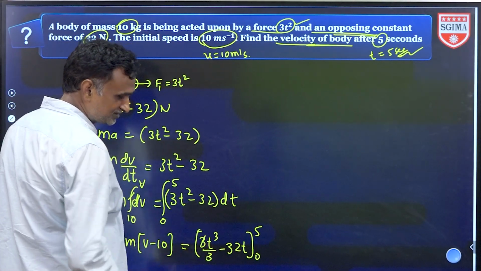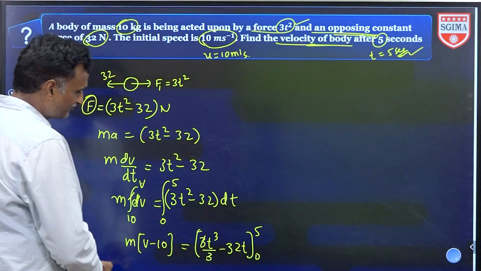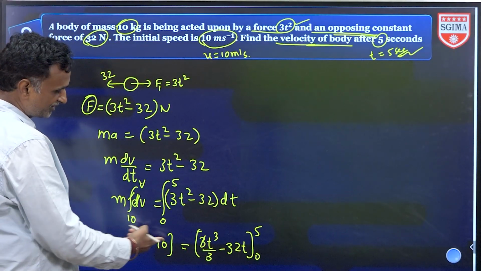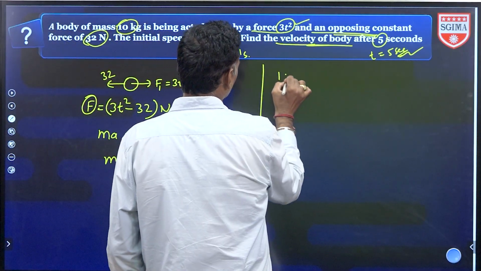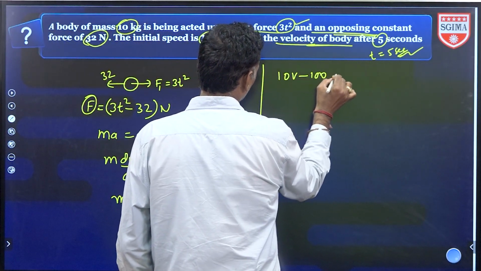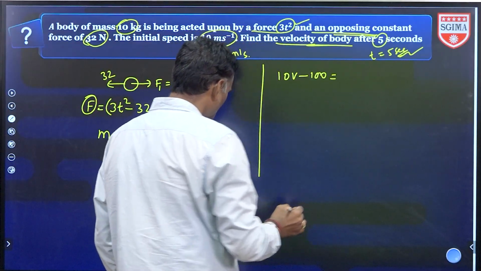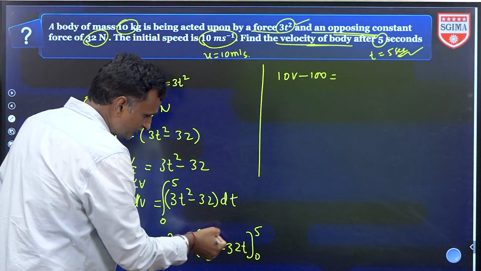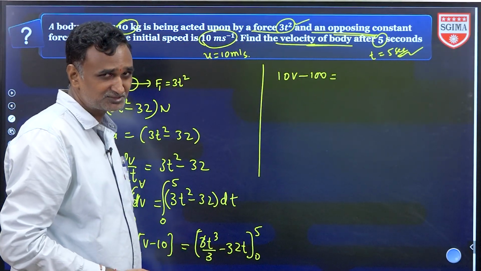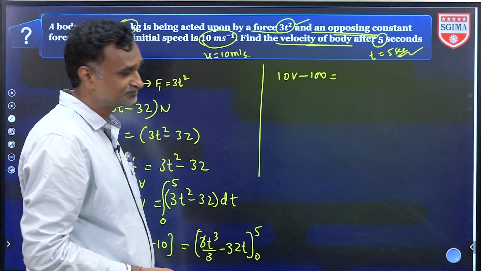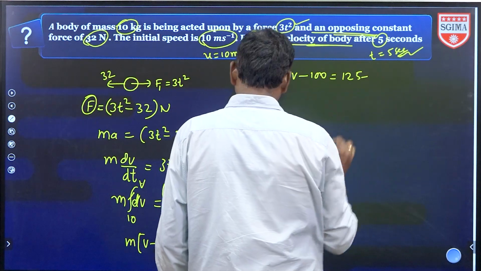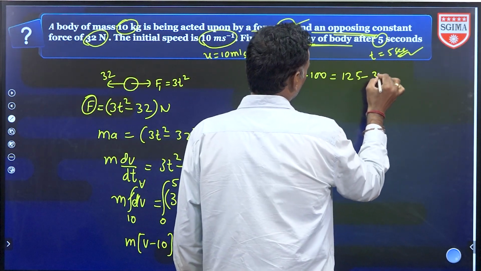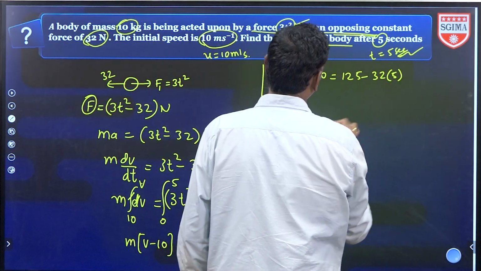Here the 3 cancels. Here m(v minus 10), the m value is 10, so 10v minus 100 we can write. Here t cube means 5 cube: 5 times 5 is 25, 25 times 5 is 125. So 125 minus 32 into 5.